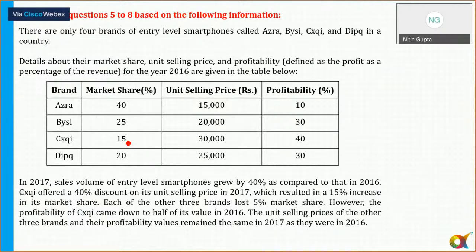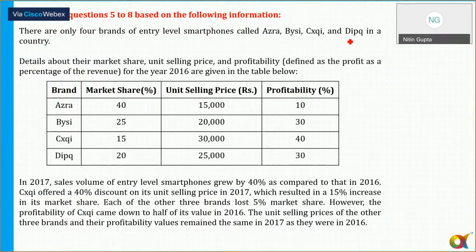So I'm moving to set 2 now. Now set 2, again a very interesting one. It says there are only 4 brands of entry level smartphone, that is A, B, C and D. So Azra, Bicey, Sixy and DipQ. These are the only 4 brands that are given to us, and then we need to identify the values here.